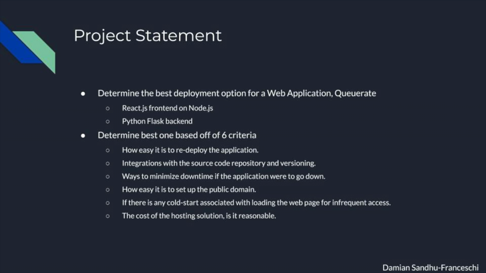Our cloud services that we're going to look into actually were only AWS and Azure, just because that's what we focused on all term, and we didn't want to make the scope of this project too large. So how are we going to determine the best deployment option? Well, we want to determine it based off 6 criteria we came up with.